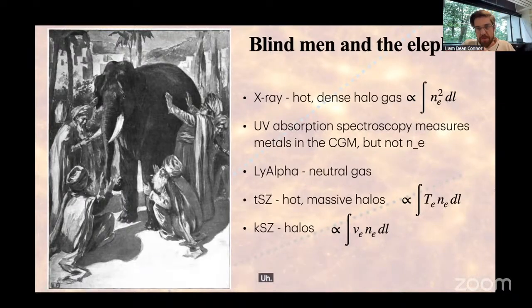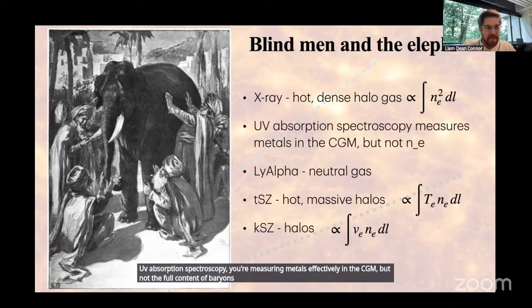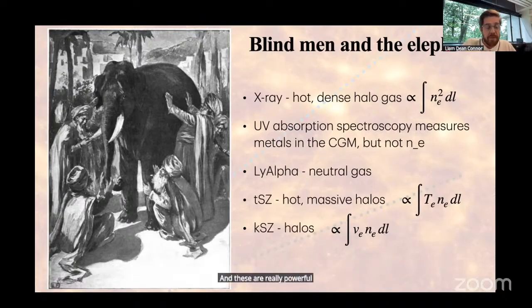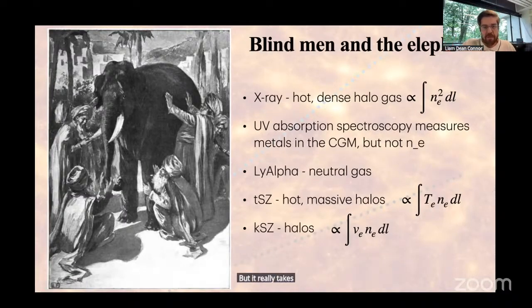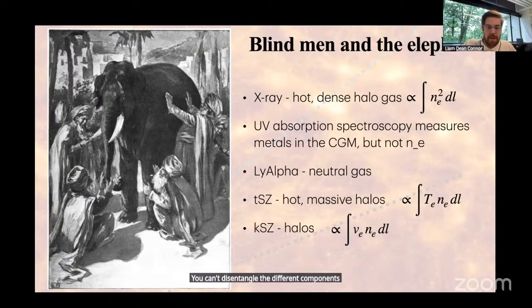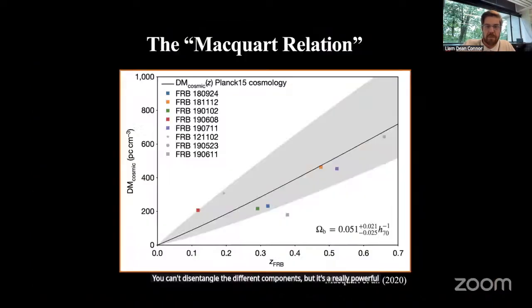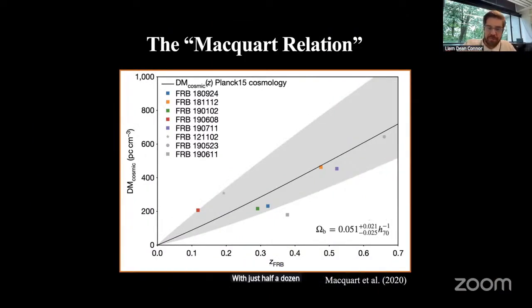UV absorption spectroscopy, you're measuring metals effectively in the CGM, but not the full content of baryons. tSZ, kSZ, again, mostly halos. And these are really powerful probes, and they're getting more powerful every day, as we heard on Monday. But it really takes FRBs to measure the whole elephant. This is a blessing and a curse, of course, because you can't disentangle the different components. But it's a really powerful tool. And this was what Macquart did, okay, in 2020. This is measuring the whole elephant with just half a dozen fast radio bursts.